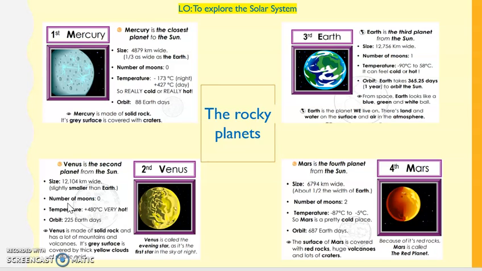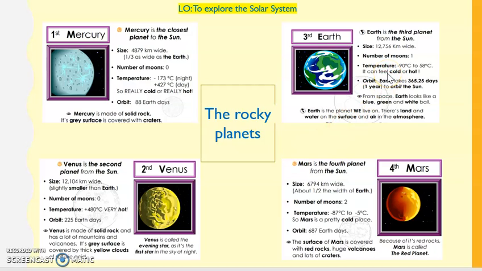One day on Venus lasts 243 Earth days. It takes Venus 225 Earth days to orbit the sun. Venus is called the evening star, as it is the first star to be seen in the sky at night.